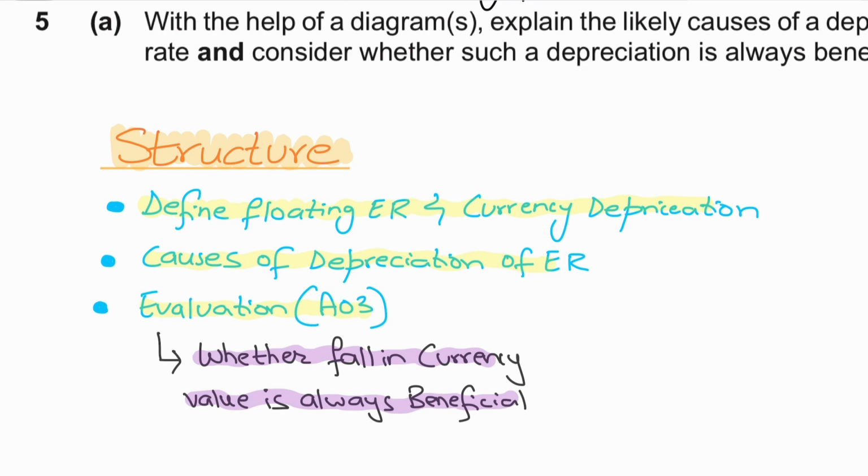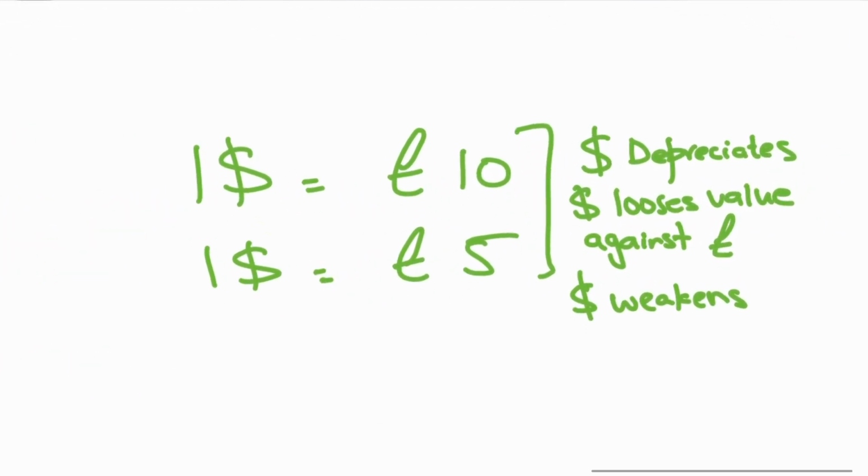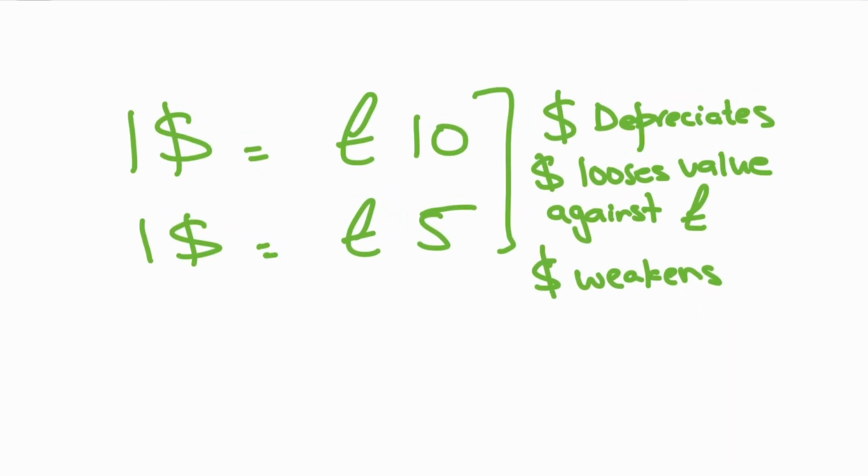What I mean by this is, and it's good that you give an example, let's say a dollar is worth 10 pounds initially. Now if the value of the dollar falls to 5 pounds, the value of the dollar has gone down in terms of pounds, right?